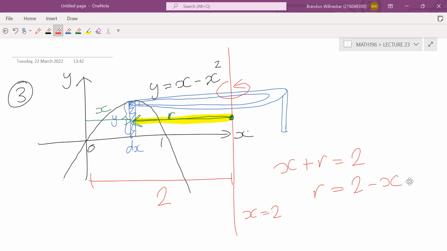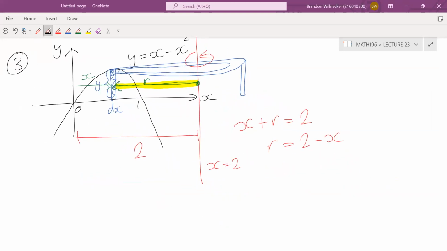Okay, exactly the same procedure that we used for the disk and washer method. If there's a shifted axis, you just need to find out what the radius is going to be. Okay, so we know the total distance is 2. The first bit of the distance is x. The second bit of the distance is r. So x plus r is 2. So r is 2 minus x.